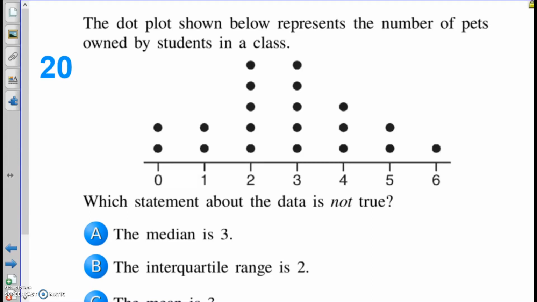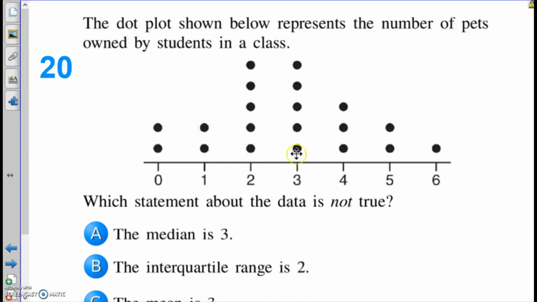Algebra 1 Common Core, June 2016 Regents exam. This is the 5th video in the series that's going to cover the entire Regents exam, and we're picking up on number 20. The dot plot shown below represents the number of pets owned by students in a class.